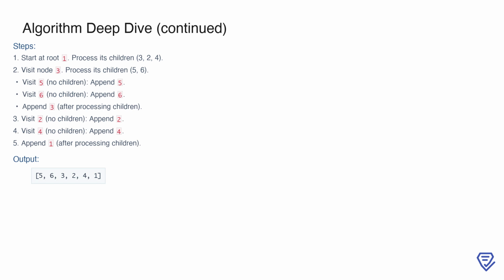Node 5 is visited and added to the result since it has no children. Similarly, node 6 is visited and appended. After processing both children, we append the value of node 3. Next, we move to node 2, which has no children, so we append its value directly. The same happens for node 4. Finally, after processing all the children of the root, we append the root's value, 1. The resulting postorder traversal is 5, 6, 3, 2, 4, 1. This example demonstrates how the algorithm processes each node and its subtree systematically to achieve the correct order.